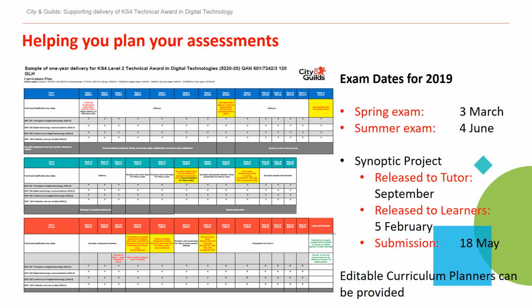This is a visual of a curriculum planner that we produced, really as an exemplar of how to deliver the technical award. We have past examples of a 1-year and a 2-year delivery model. We've looked at some centre feedback for this year, and what we have done is produce an editable version with all of the key dates on. This document is available for you to download, and then you can input your own delivery model within the editable version. This then allows you as a centre to plan your own delivery model, which will be conducive to your timetable.